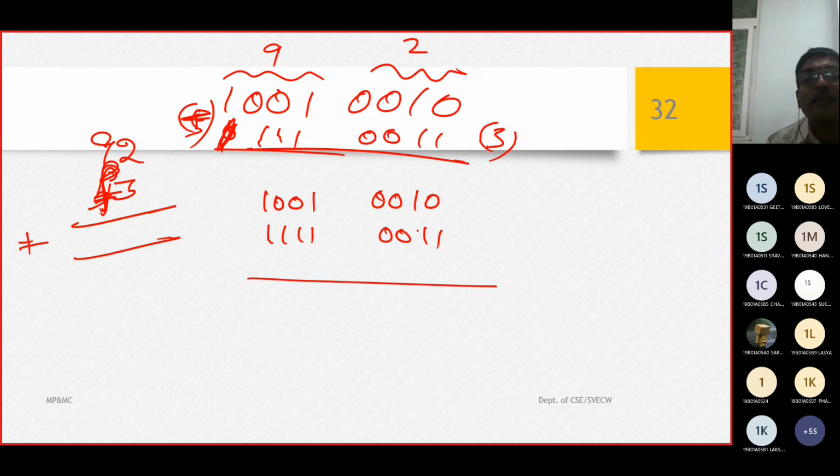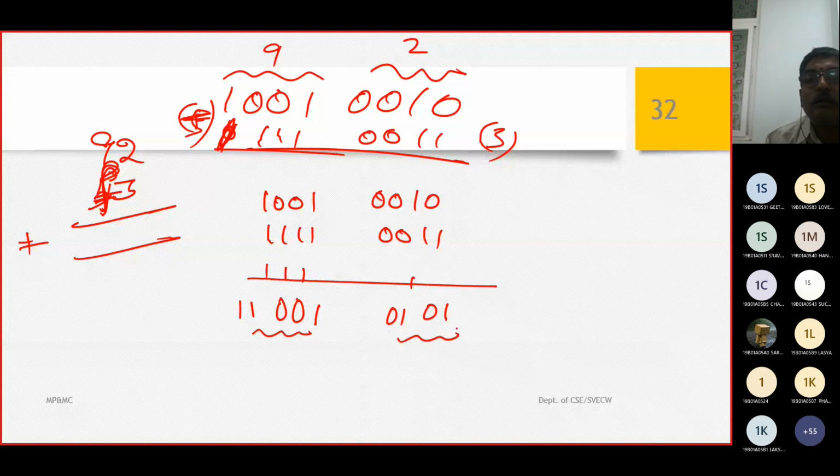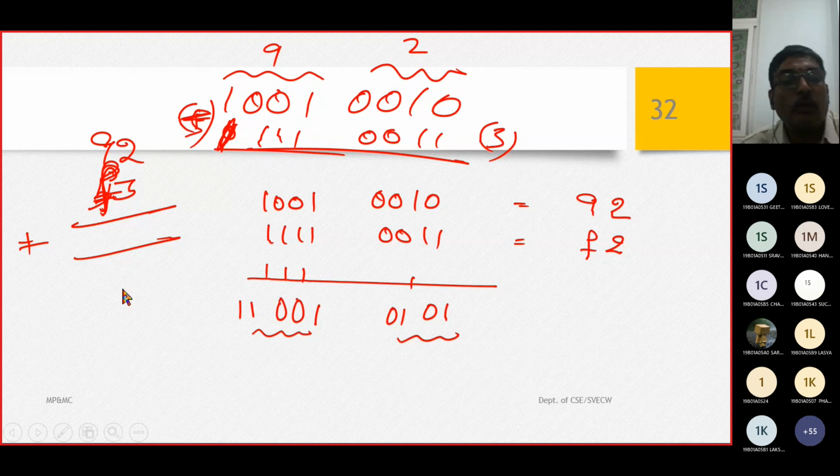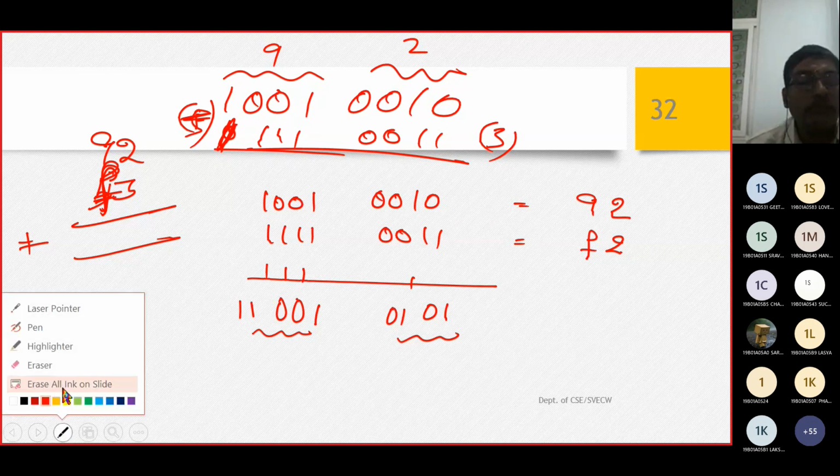So I am going to make an addition here. Again I am going to make an addition here. So this is the case. The value here was 92 and the value was F2. I think this is F2. Okay, this won't be in the hexadecimal.